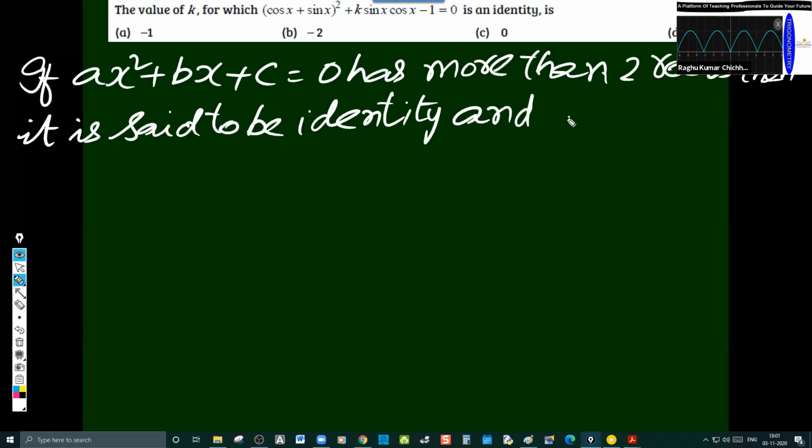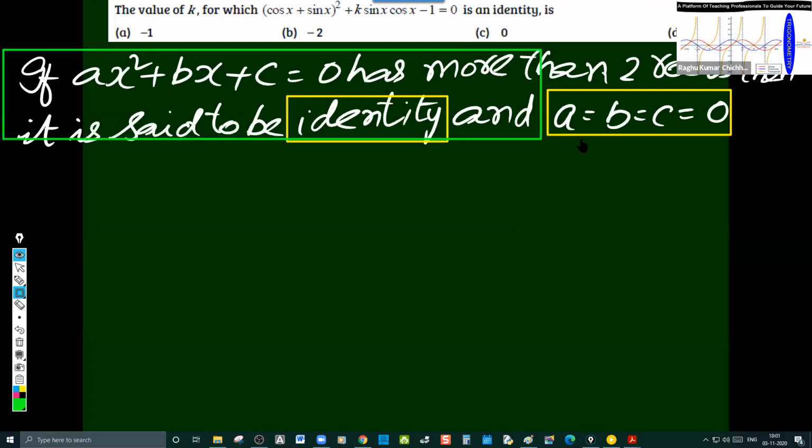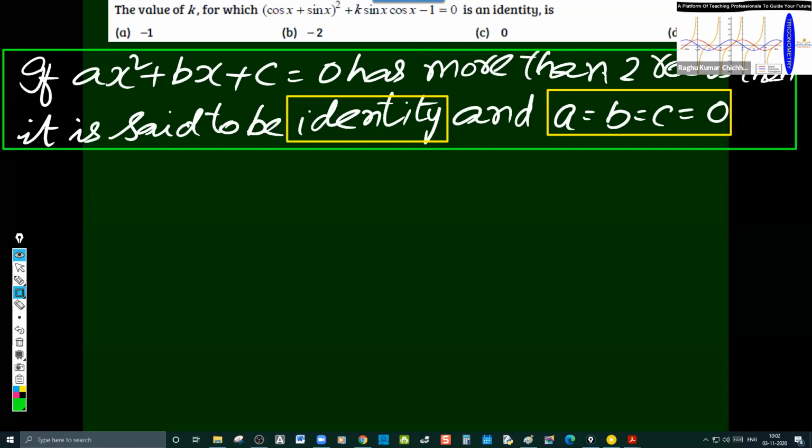A = B = C = 0. This may be appearing new to you. A = B = C = 0, and it is said to be identity. Identity means it is independent of x. Understand that. If you take the variable x here, the second degree polynomial equation will have a maximum of 2 roots. But the statement here is that it will have more than 2 roots. How is it possible? Not possible.